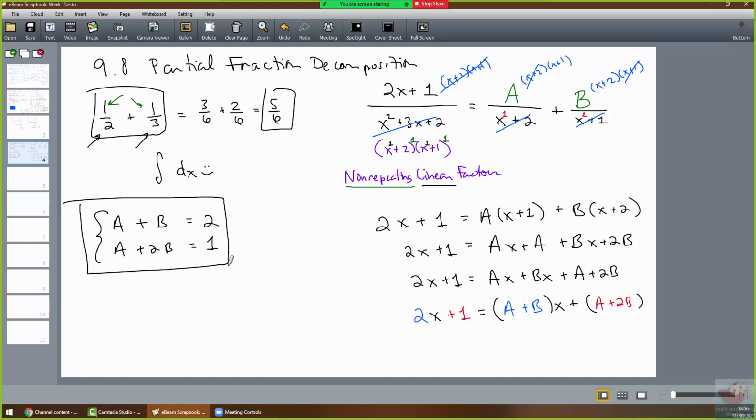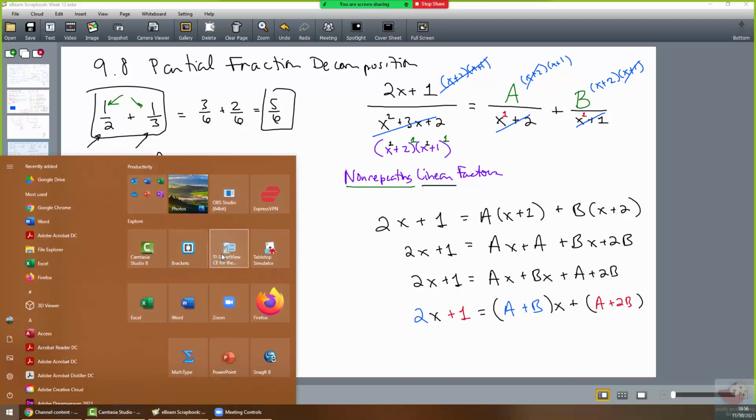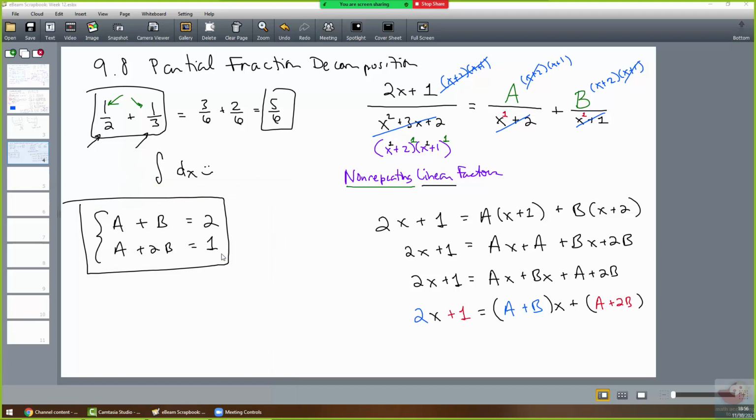But first off, questions on clearing out the fractions and eventually getting to the system. Okay.